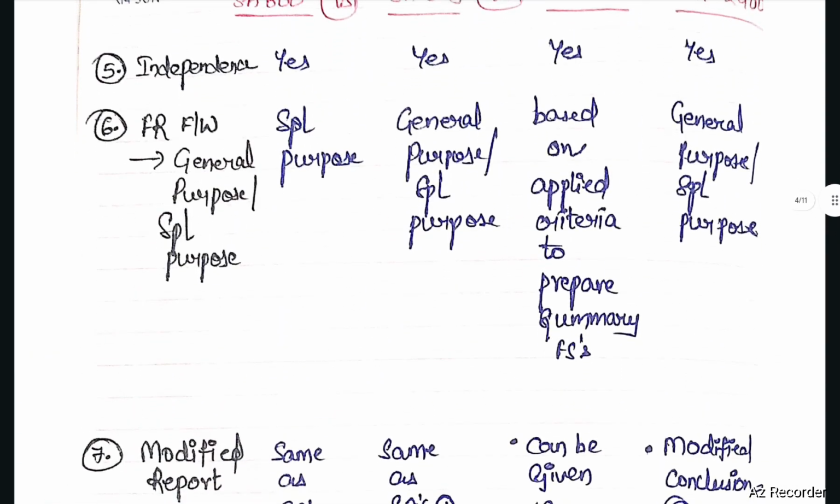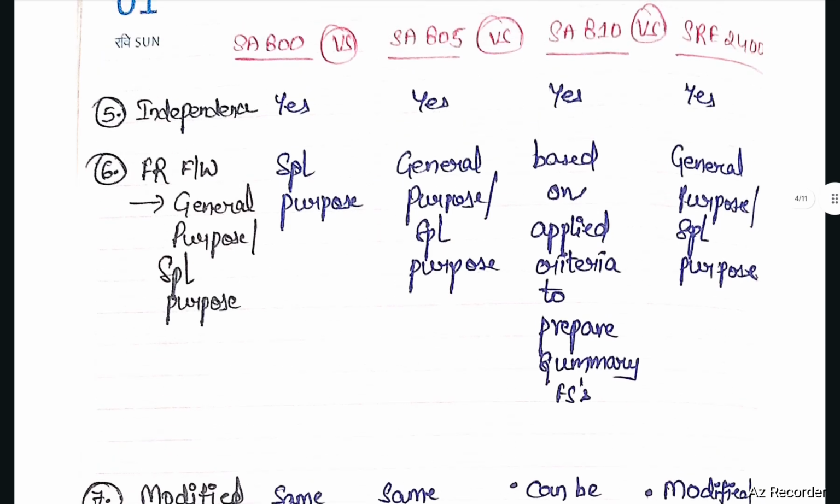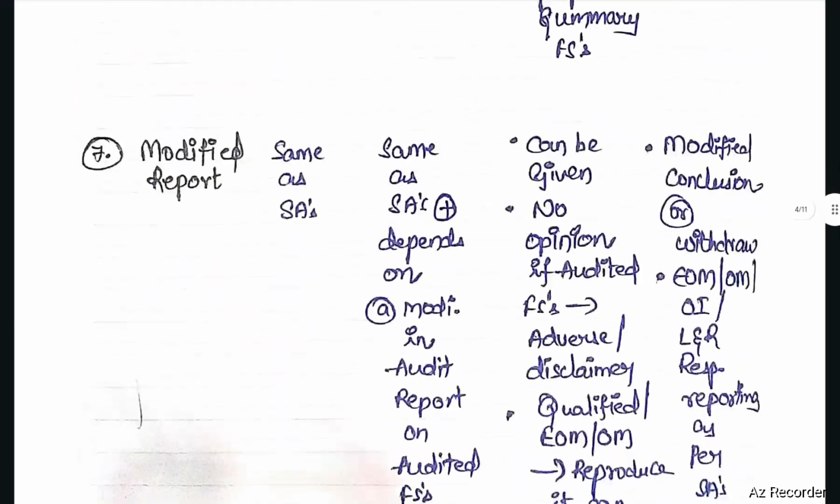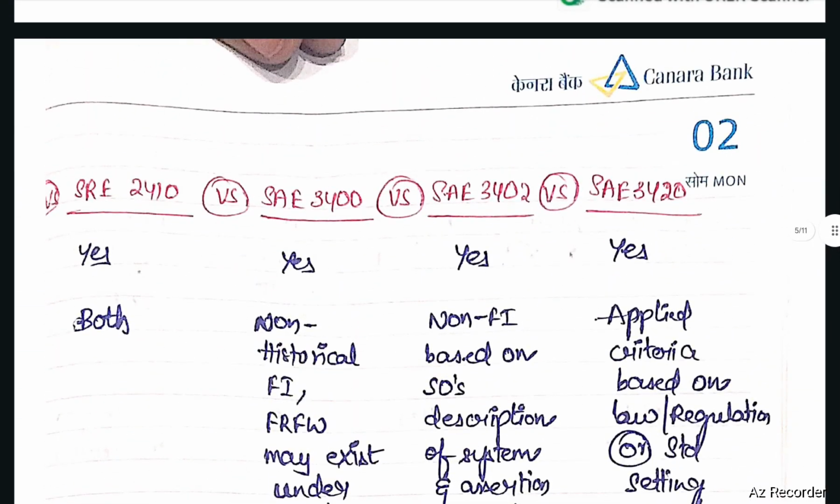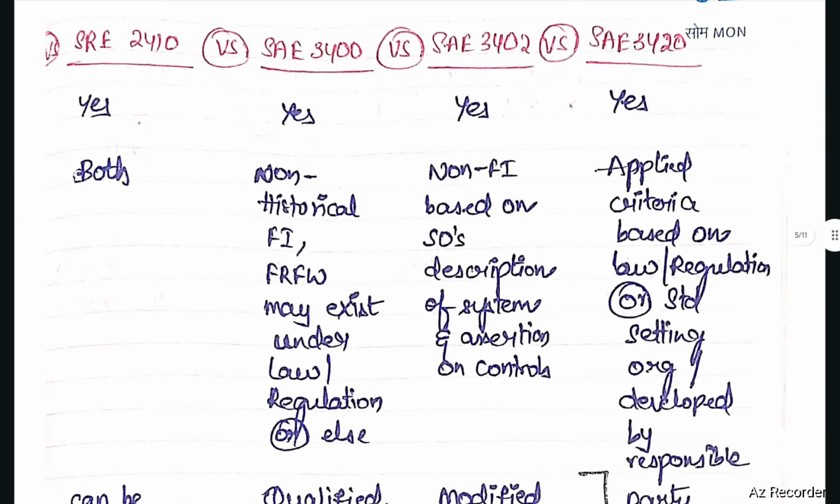Financial reporting framework, whether it is general purpose framework or special purpose framework. As per SA 800, it should be special purpose framework. As per SA 805, it should be general purpose or special purpose. As per SA 810, it is based on applied criteria to prepare summary financial statements. As per SRE 2400, it may be general purpose financial statements or special purpose financial statements. In case of SRE 2410, it may be general purpose financial statements or special purpose financial statements.